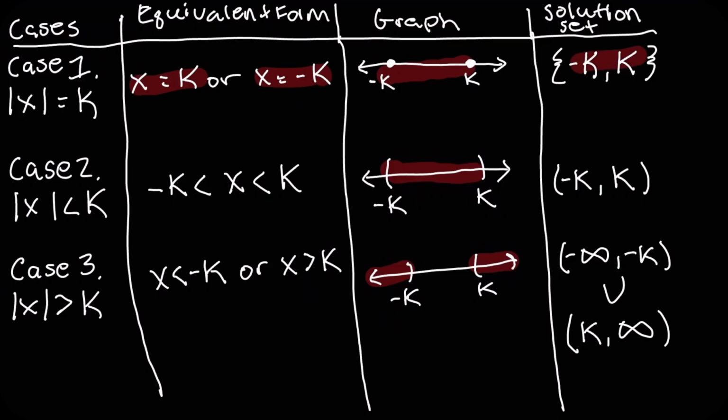Another case we might have is the absolute value of x, instead of an equals, is less than k. So when it's less than k, we have negative k is less than x, which is less than a positive k. In this case, we'll have our negative k to k, and our solutions will be contained within both of those values. The last case is x is greater than k. For this case, we'll have x is less than negative k or x is greater than k, and this will be going towards the outsides.